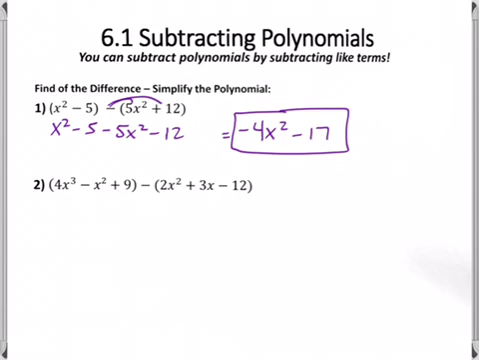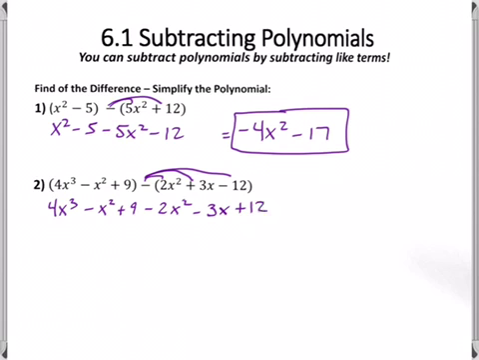the second polynomial. So in example 2, we've got 4x cubed minus x squared plus 9 minus the quantity 2x squared plus 3x minus 12. So the first thing we want to do is distribute the negative. So we get 4x cubed minus x squared plus 9 minus 2x squared minus 3x plus 12.